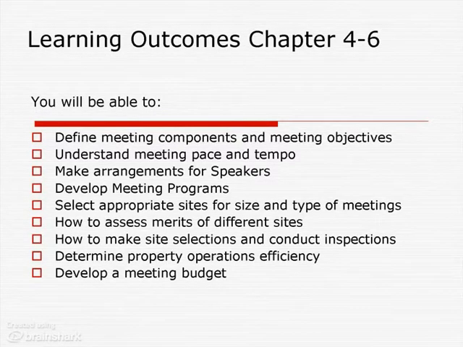Your learning outcomes for Chapter 4 through 6 include the following. You will be able to define meeting components and meeting objectives. You will understand meeting pace and tempo. You'll know how to make arrangements for professional speakers. You'll know how to develop meeting programs, how to select appropriate sites for the size and type of meetings, how to assess the merits of different sites, how to make your site selections and conduct inspections, how to determine property operations efficiencies, and how to develop a meeting budget. So this is a very important module.